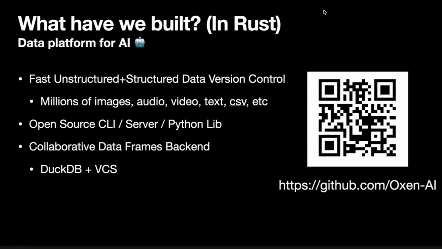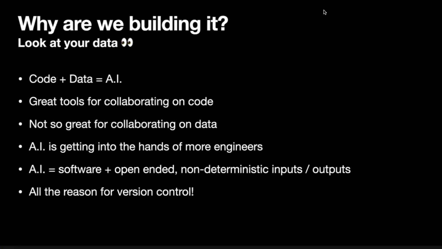Lots of people in the machine learning community use Python and not Rust, but all of the core within there is Rust. So why are we building it? Obviously AI is getting bigger and bigger today, but when you break it down, AI is pretty much just code that's been put with data, and then you get a model out the other side. We have really good tools for collaborating on and iterating on code, but not great tools for collaborating and iterating on the data sets that go in to train these models.